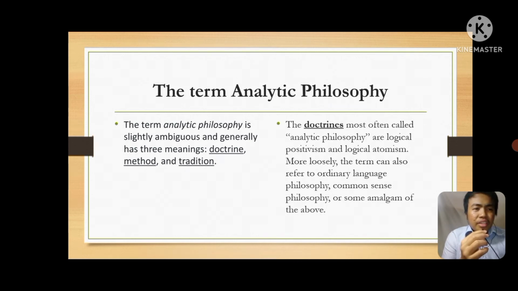So, the term analytic philosophy is slightly ambiguous and generally has three meanings: doctrine, method, and tradition. The doctrines, most often called analytic philosophy, are logical positivism and logical atomism. More loosely, the term can also refer to ordinary language philosophy, common sense philosophy, or some amalgam of the above.